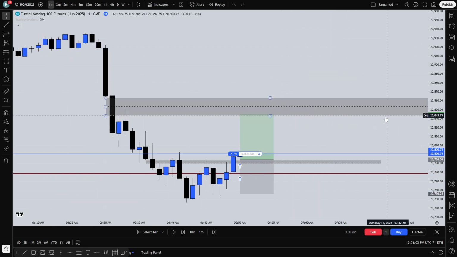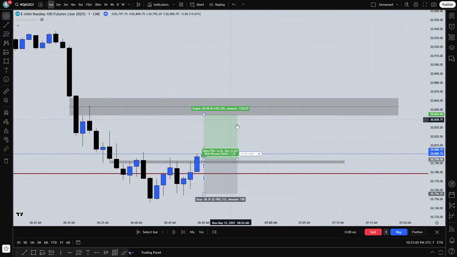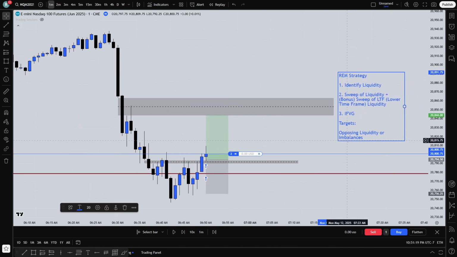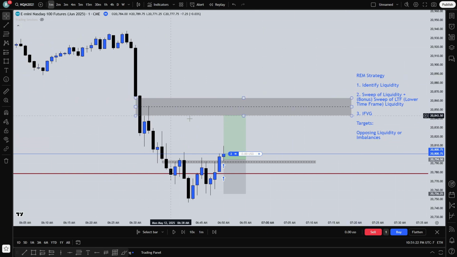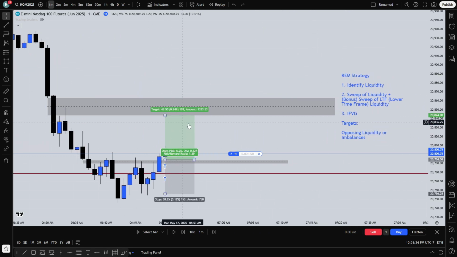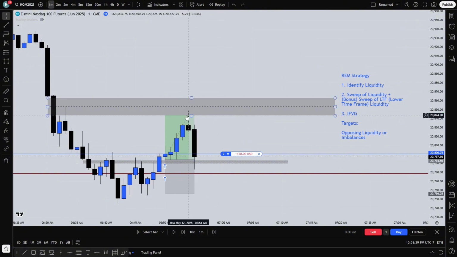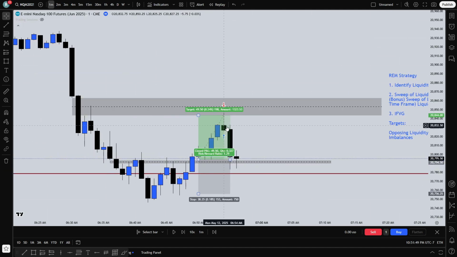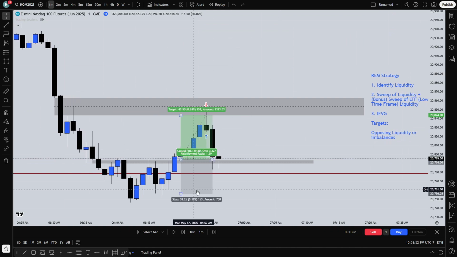Alright, so just say we buy 2 contracts here. My first take partial would be at this low of this fair value gap. Why? Because remember, we're going off of opposing liquidity or imbalances as a target. This is an imbalance. Price will probably try to fill that in. Price comes up, boom, right there. This would have been a partial up there, then we'll just move the stop to break even. For example, it would have broke us even there before.